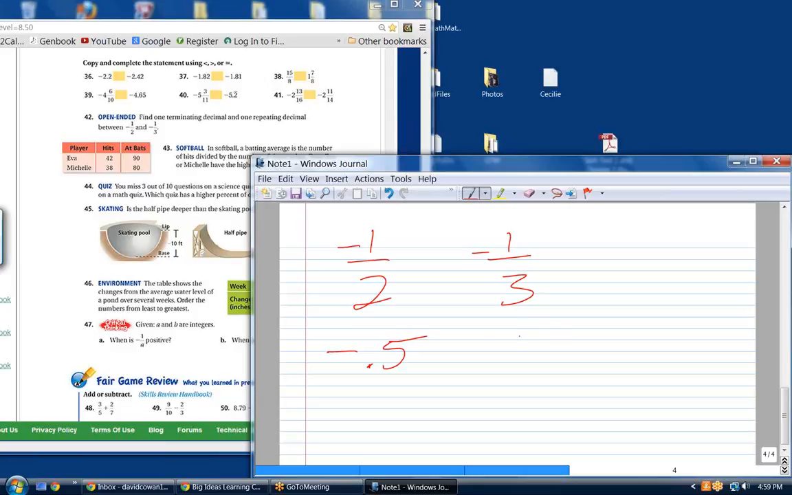And negative 1/3 is equivalent to negative 0.33 repeated.